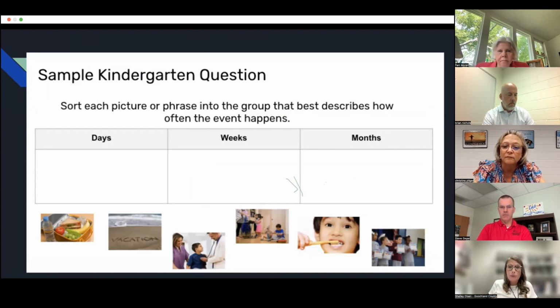And so here's an example of a kindergarten question that our teams have looked at. Instead of just saying what are the days and what are the weeks and what are the months, here are some pictures of things that you do every day as a student or as an adult and as a community member. How would you sort this? Is this something you do daily? Is this something you do weekly? Is this something that you would do on a given month? And then name those things as we go.